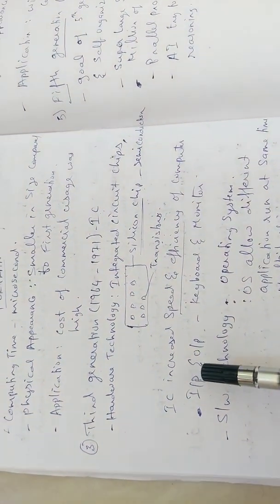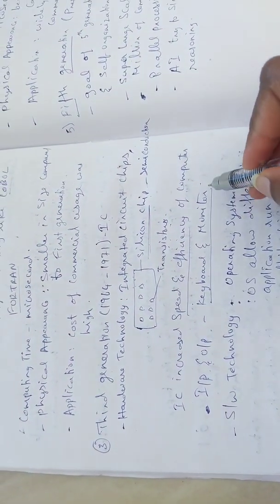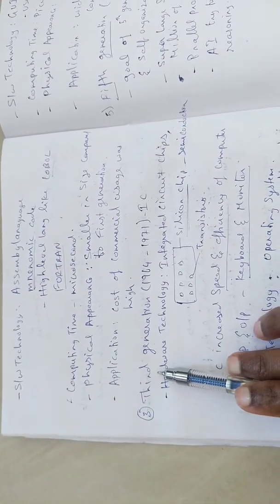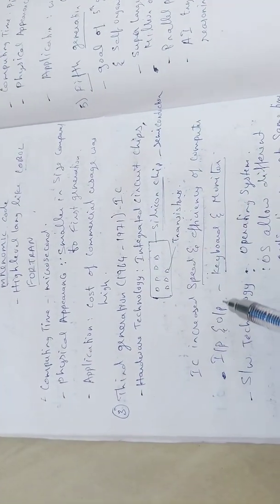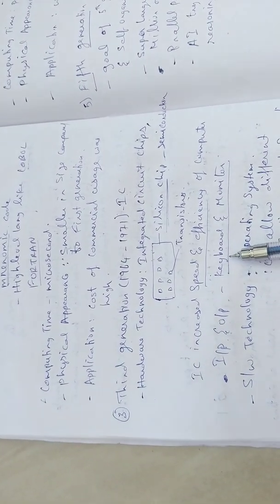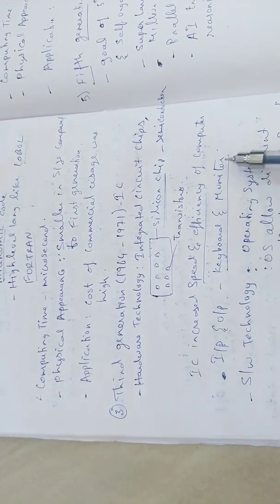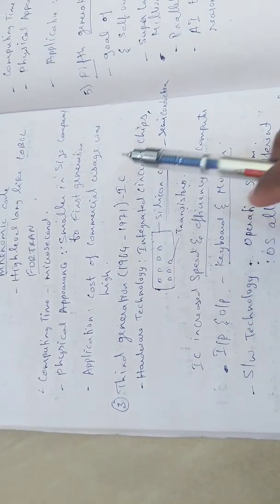Here is an introduction of input and output, a very important one. Your keyboard and monitor, which you are right now seeing, were introduced in your third generation. So there were no punched cards or punched tapes, printouts and all. Instead of that, they introduced input devices and output devices as keyboard and monitor in this particular generation.